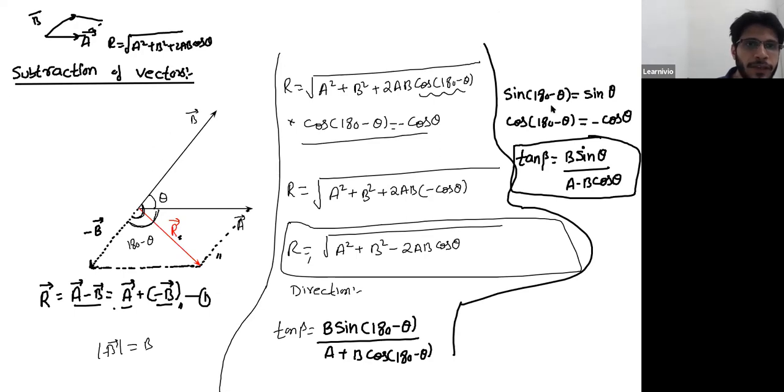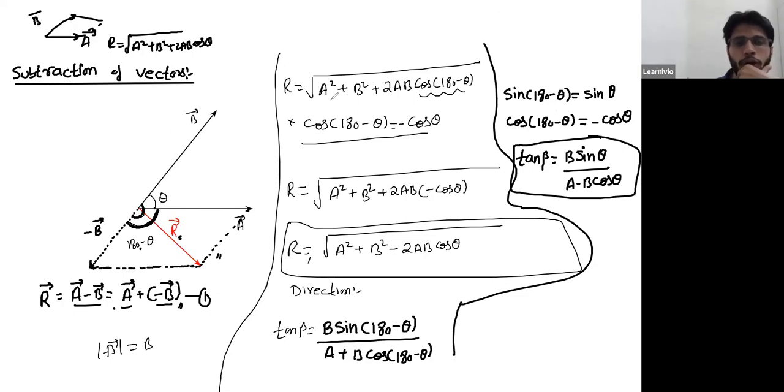The next is, if the angle between A and B is theta, then the angle between A and minus B, the whole is 180 degrees. If I call this theta, then the remaining angle is 180 minus theta. So now you have two vectors in the parallelogram law acting at an angle of 180 minus theta.